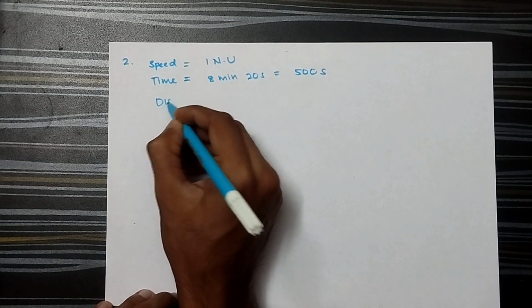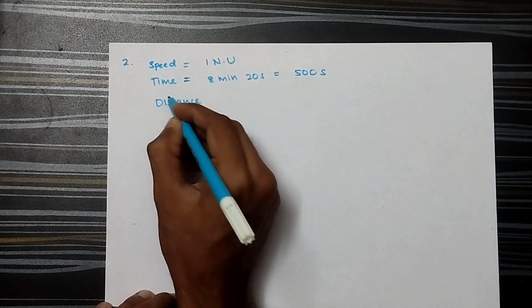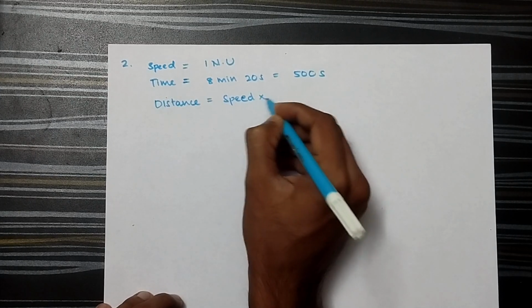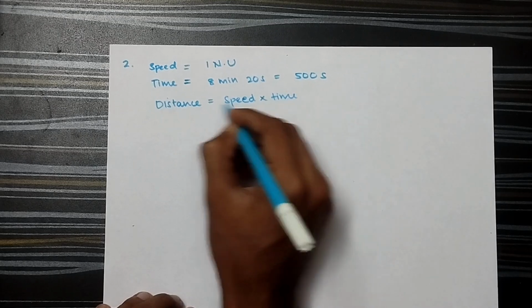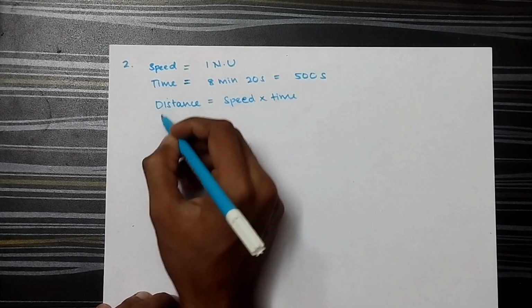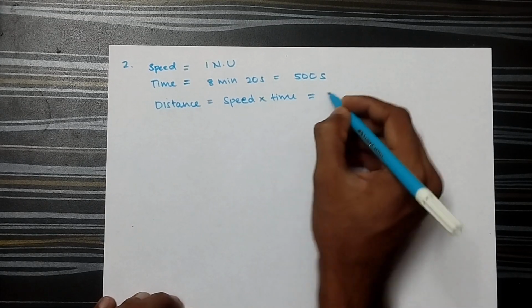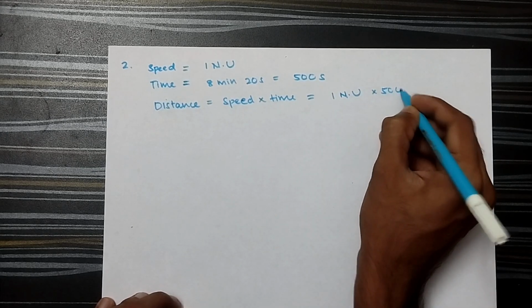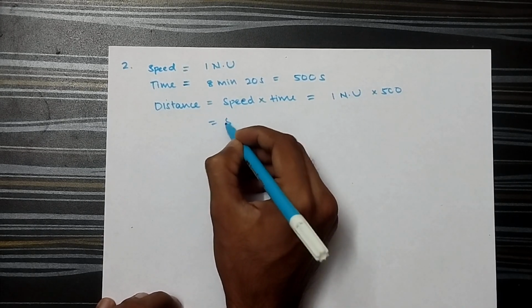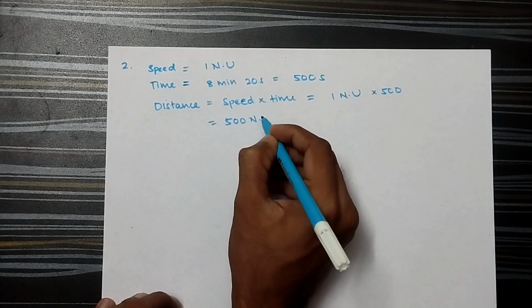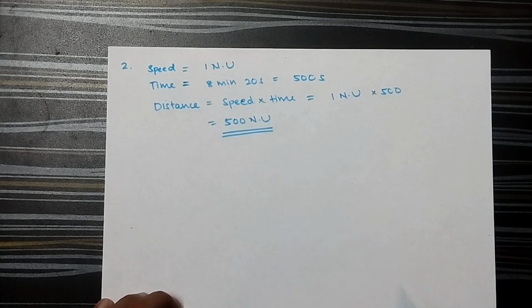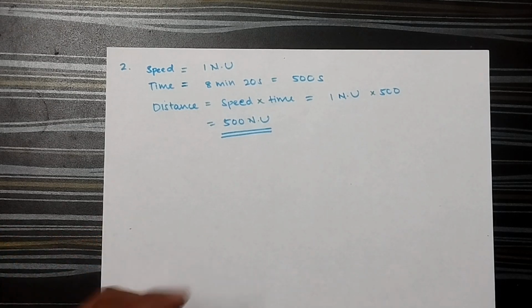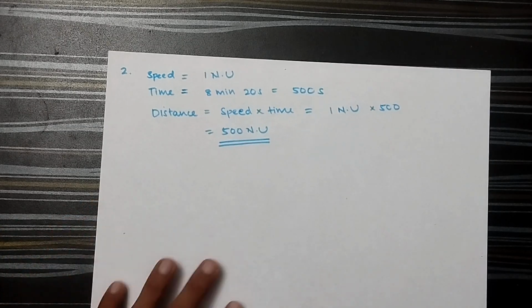To find the distance, we do speed times time, right? Because speed is distance by time, we cross multiply, distance is equal to speed into time, which is equal to 1 new unit times 500. So the new distance will be 500 new units. So hence we found the distance between the sun and earth in terms of this new unit is 500. It's a pretty simple question.